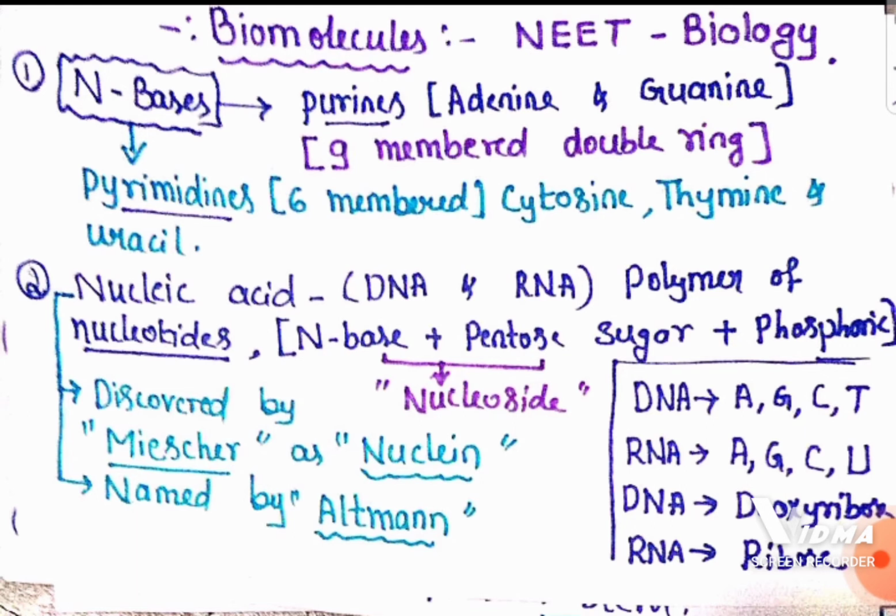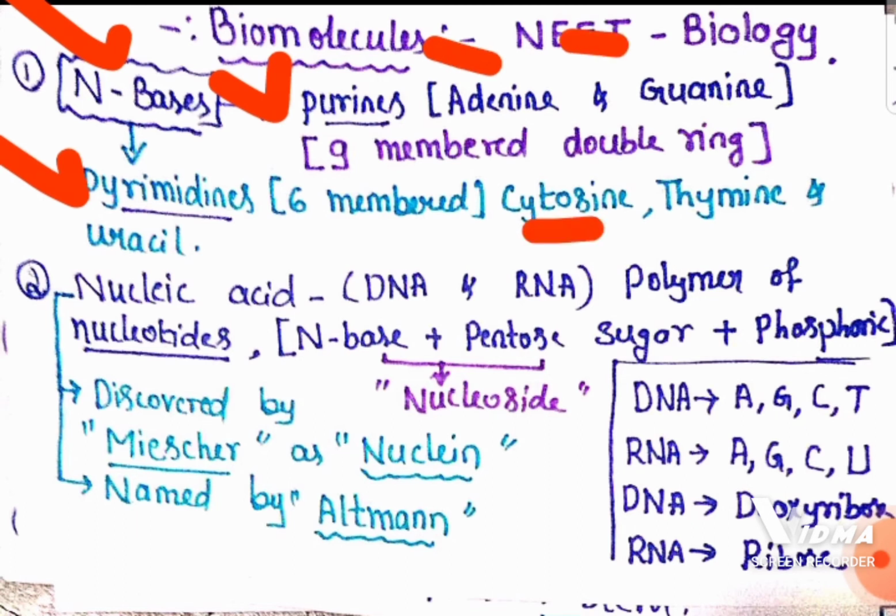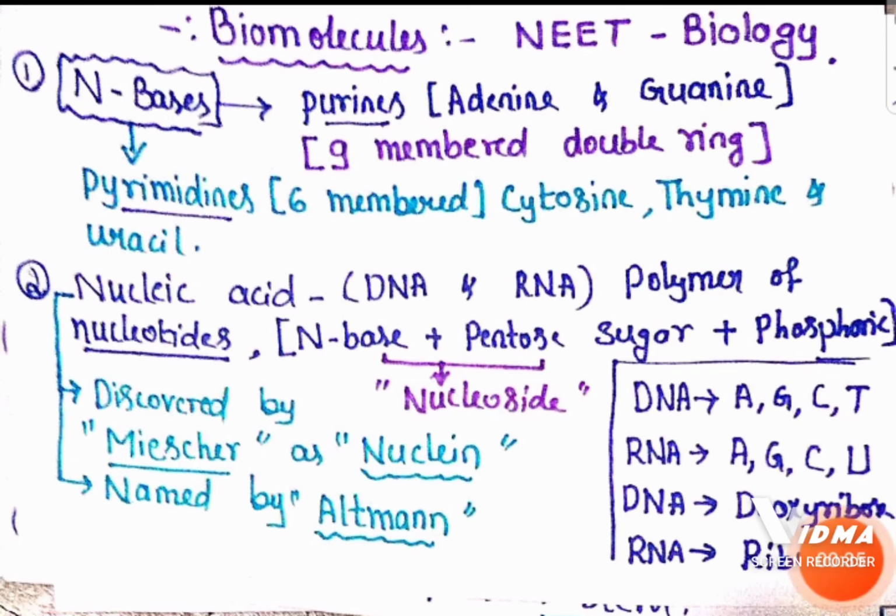Nitrogen bases are of two types, purines and pyrimidines. Two purines we have, adenine and guanine, and three pyrimidines, cytosine, thymine and uracil. You must remember here that purines are always double ringed, two rings will be there, whereas pyrimidines are single ringed. Also remember, purines are 9 membered and pyrimidines are 6 membered.